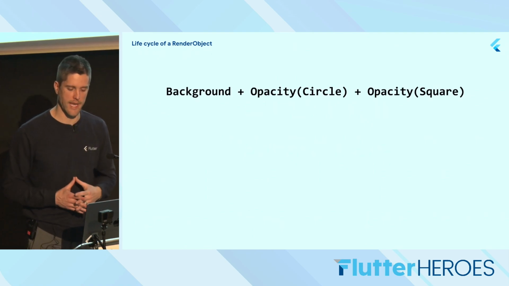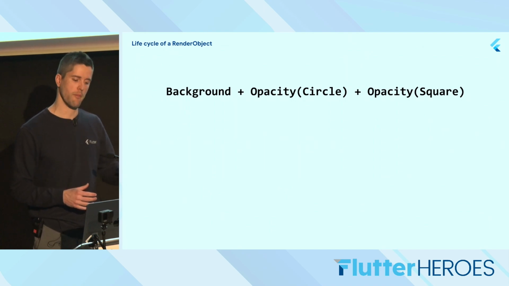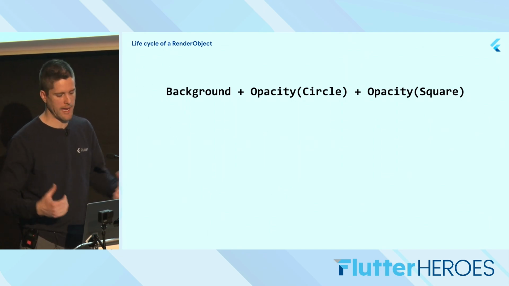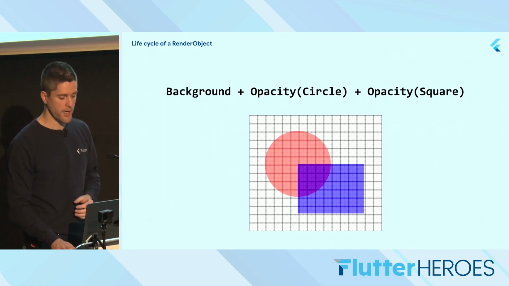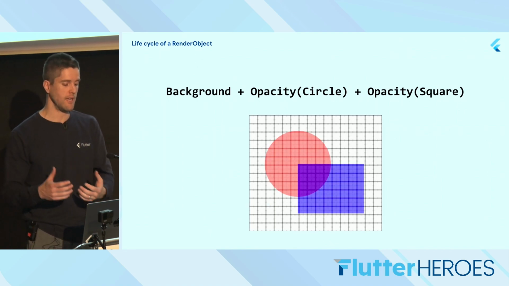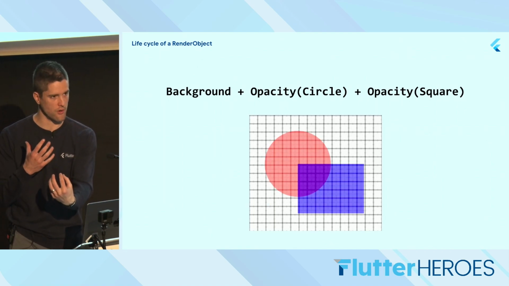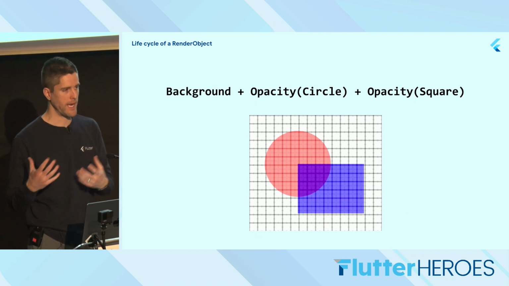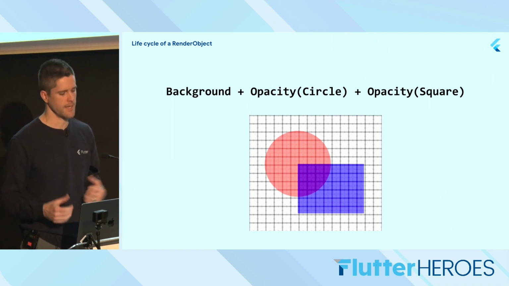So let's imagine some Flutter layout written a little bit more like grade school math. Here we've got a background and then a circle and a square, each with some opacity applied to them. Well, that might render something like this, where we can see a little bit of the circle shining through the square and then also background everywhere. So opacity was applied to the circle and the square separately.